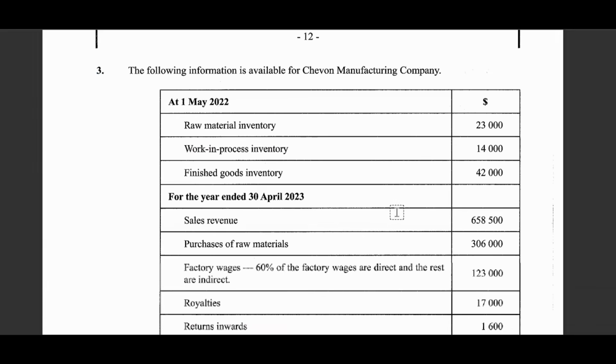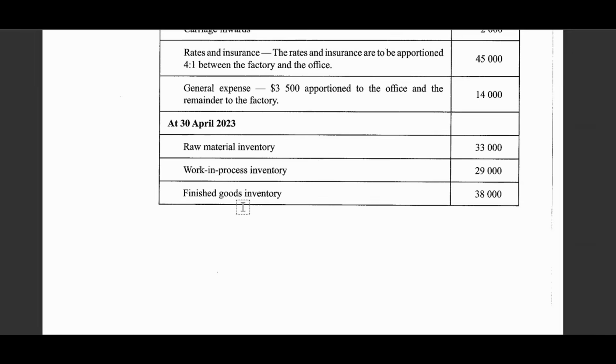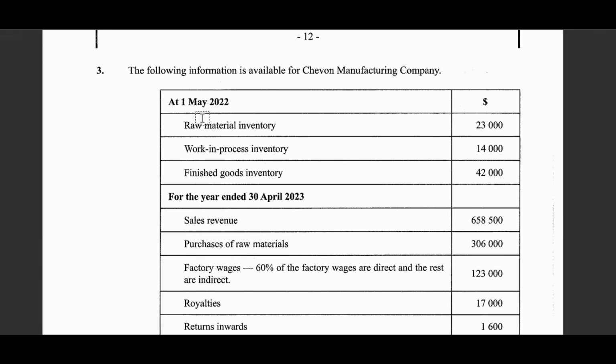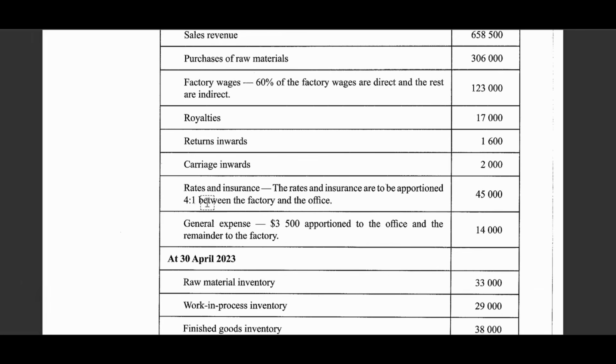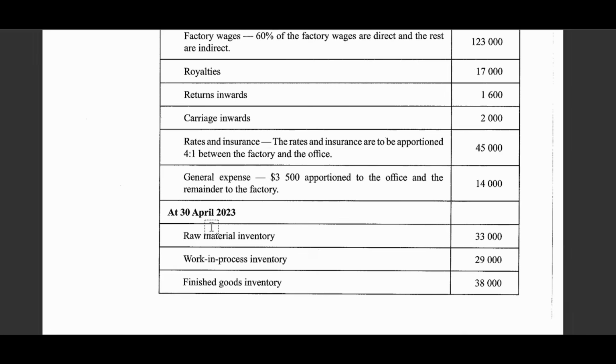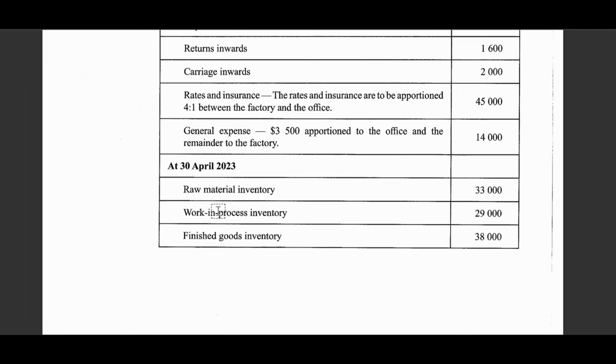So moving on to question 3. Now, question 3 is in fact a manufacturing account question where you would have had lots of data to work with. After reading through the data, you'd have noticed opening stock of materials, raw materials, work in progress, finished goods. We would have had some additional data during the course of the year: sales revenue, purchases of raw materials, factory wages, and so on. Notice carefully, rates and insurance would have been a portion, general expenses a portion as well, and then you had closing balances down at the bottom for your raw materials.